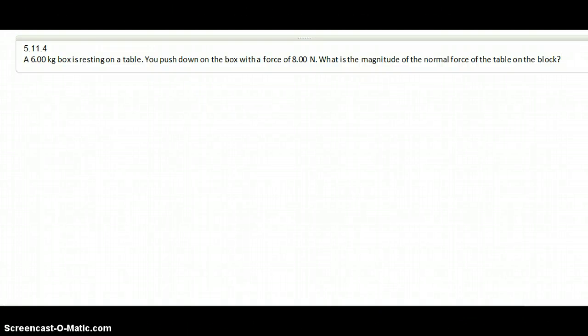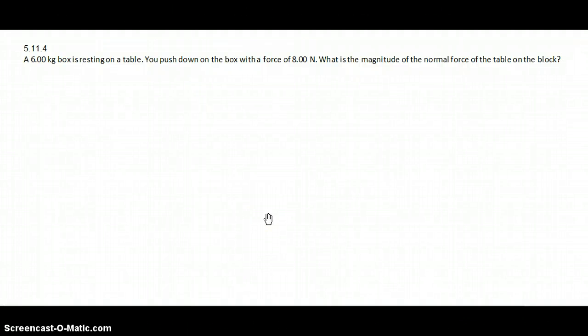Now let's work on problem 5.11.4. You find this problem in chapter 5, the forces chapter. Here we're talking about a box resting on a table. I will draw it, a box resting on a table.